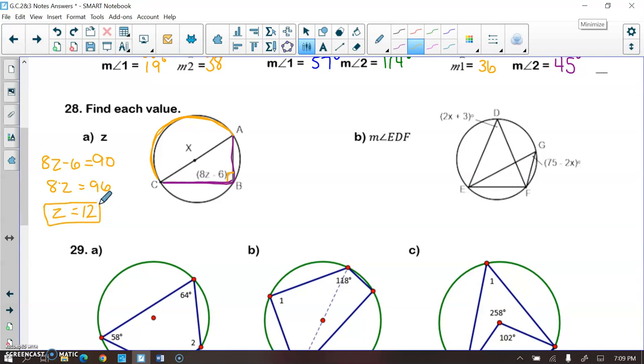My next one, I want to find the measure of angle EDF, which is this one. So this angle is an inscribed angle that intersects this arc. However, we do have another inscribed angle that intersects the same exact arc. So since both of these inscribed angles intersect the same arc, that means both these angles are congruent. So what I can do is set these angles equal to each other.